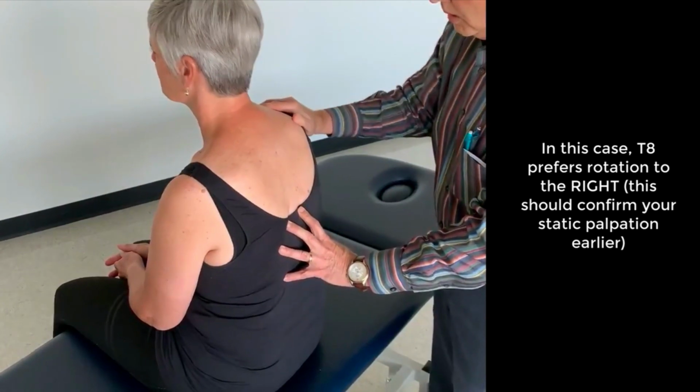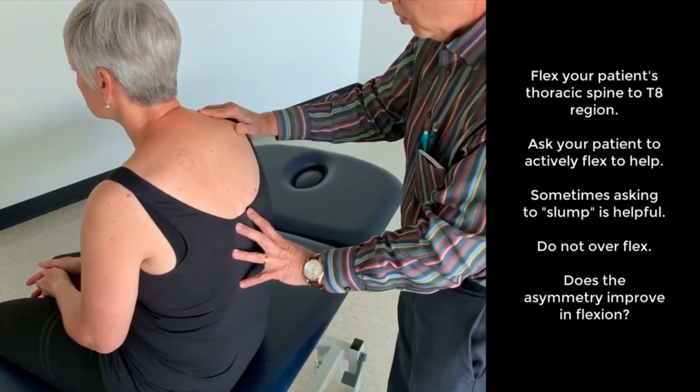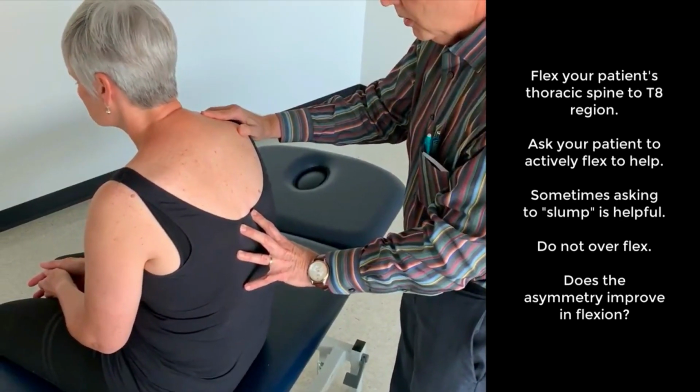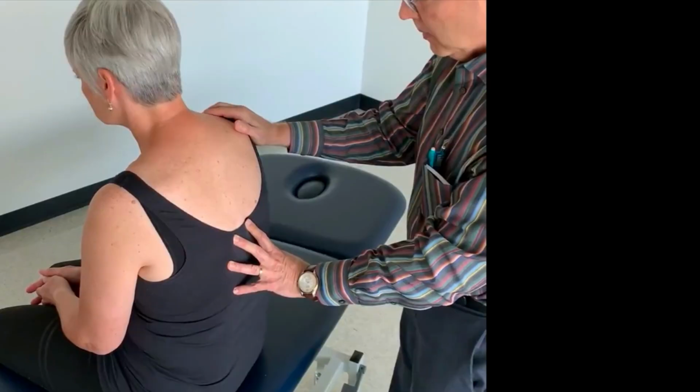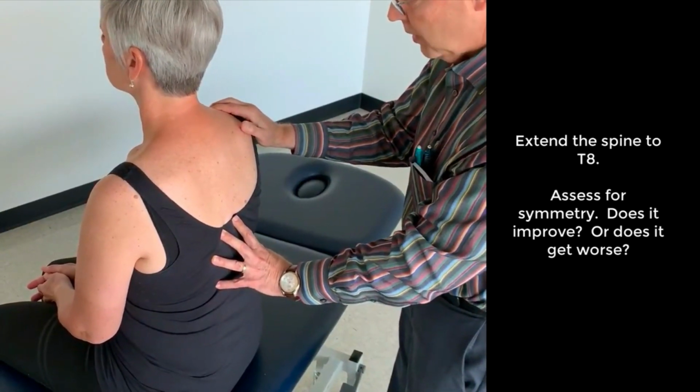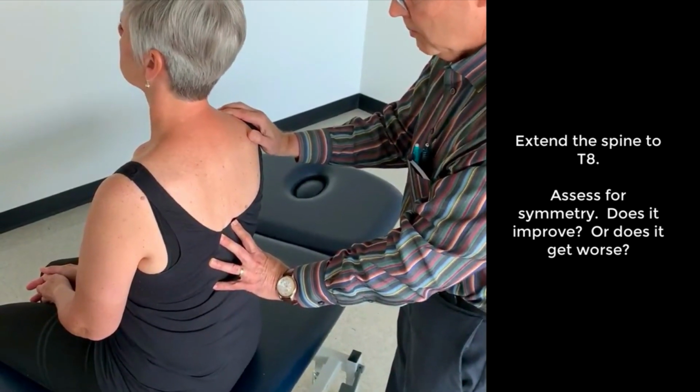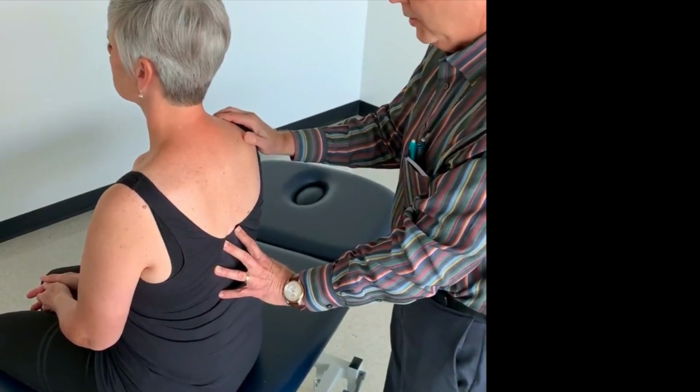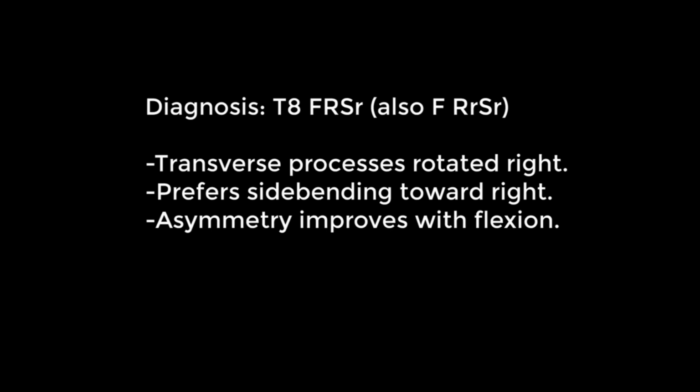Flex your patient's thoracic spine to the T8 region. Your palpating hand should determine if the asymmetry improves with flexion. Extend the spine to T8 and assess for symmetry. Does T8 transverse process asymmetry improve or get worse?